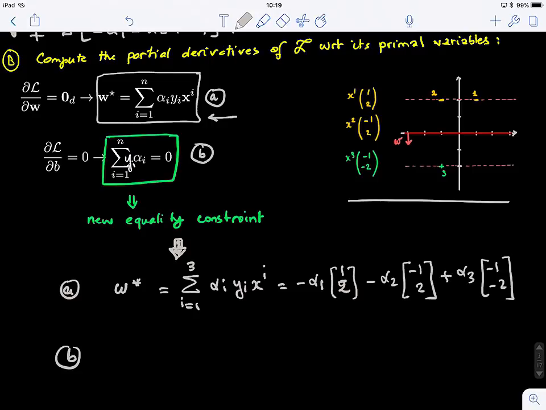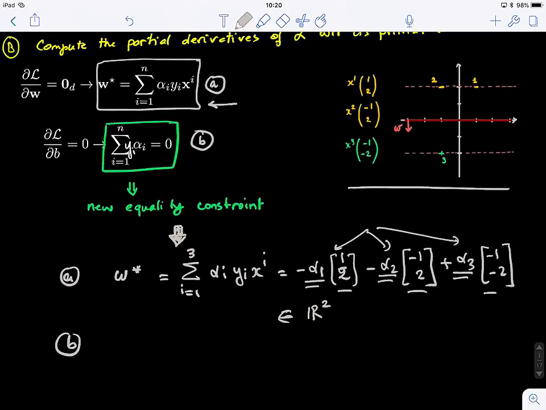What do you guys notice? This is just a linear combination of what? Of the training samples, weighted by the coefficients alphas. When you sum all of those vectors, what do you get? You get a two-dimensional vector, right? So you know that your W star should belong to R2 because it's a linear combination of two-dimensional vectors.